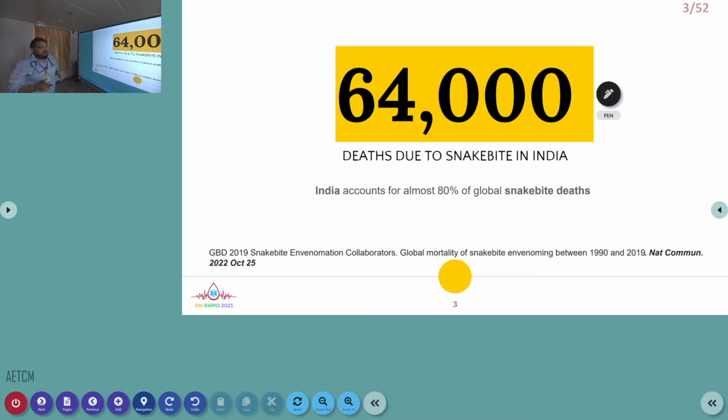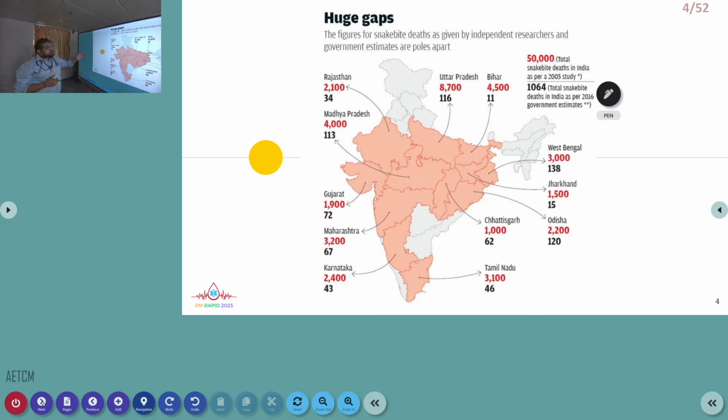There are approximately 64,000 deaths due to snake bite in India, and India accounts for almost 80% of the global snake bites. That is one of the alarming statistics that you see here. This is as per the 2019 updates. These are the areas where you can see the maximum number of snake bites in India.